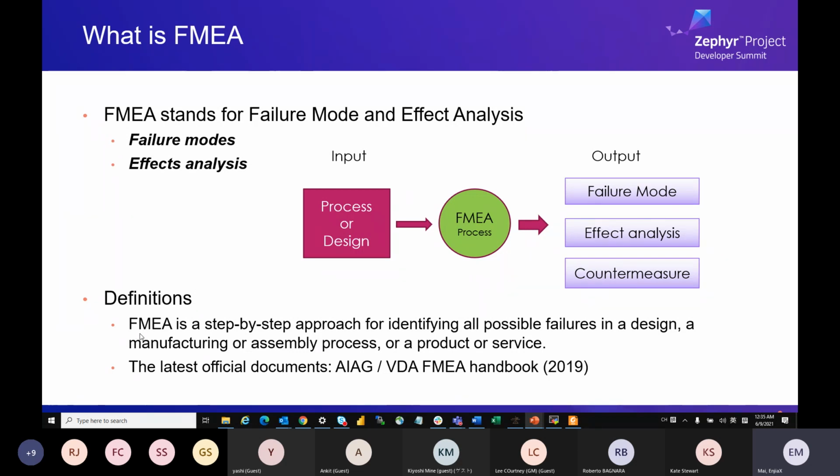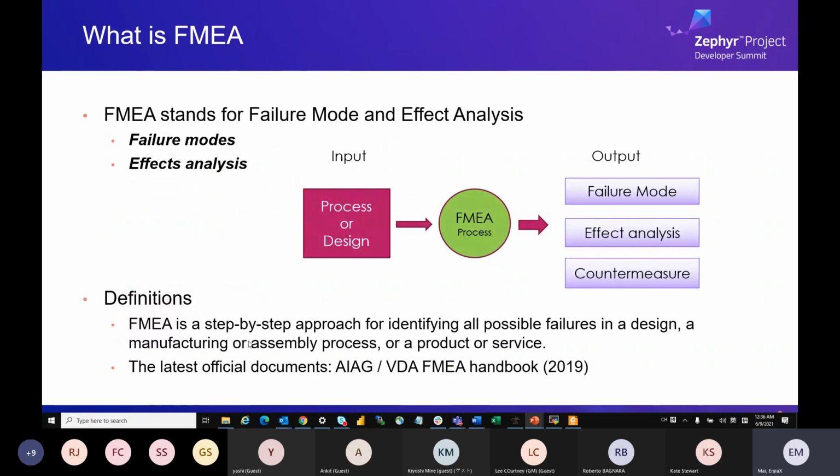So for the definition, FMEA is a step-by-step approach for identifying all possible failures in a design, a manufacturing or assembly process, or a product or service. Let's take a look at this diagram. If we have an input, a process or design, we can leverage the FMEA process, and then we will get the output. The output will be a failure mode list and the effect analysis result, and we can identify some countermeasures for the failure modes.